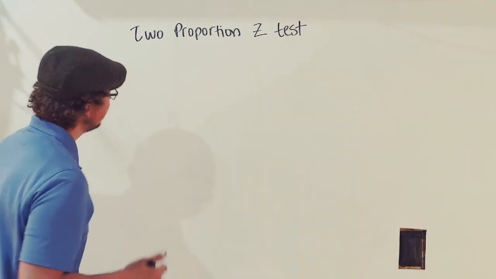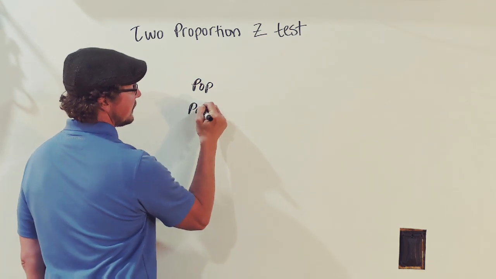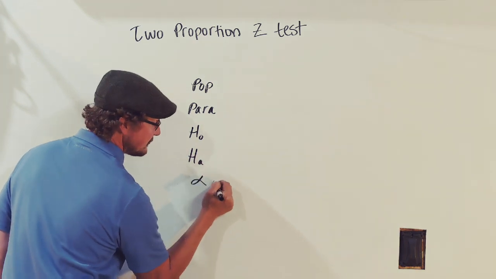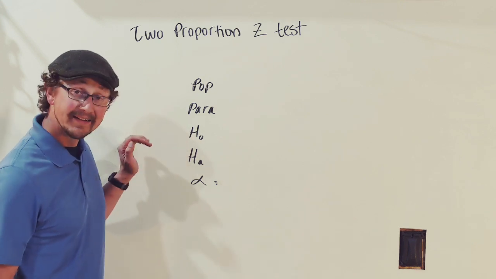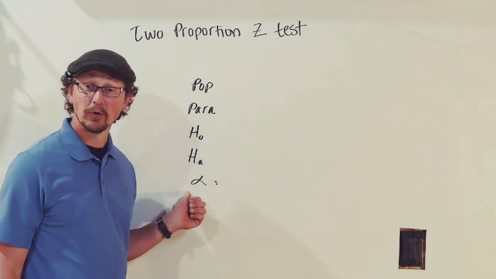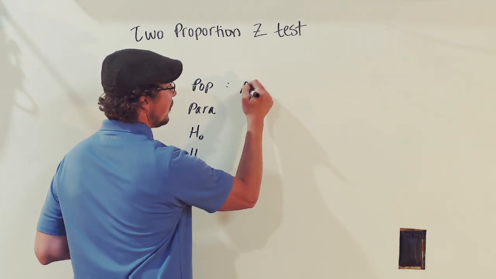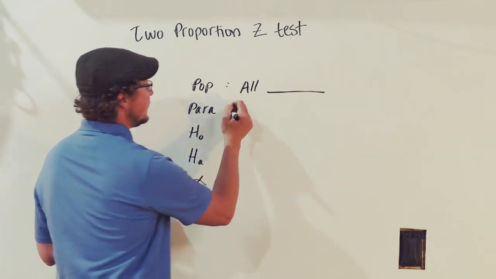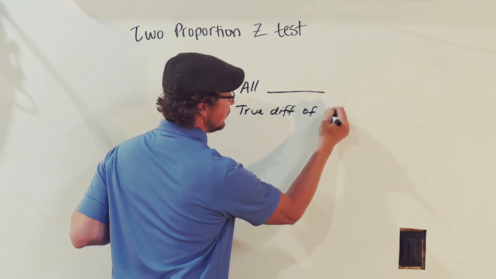Comparing two proportions is going to look very, very similar to the setup that we've been using and are quite familiar with, where we define our population parameter and show our null and alternative hypothesis, and then select an alpha or significance level. So our population is going to be all whatever we're talking about, right? The parameter is the true difference of proportions.